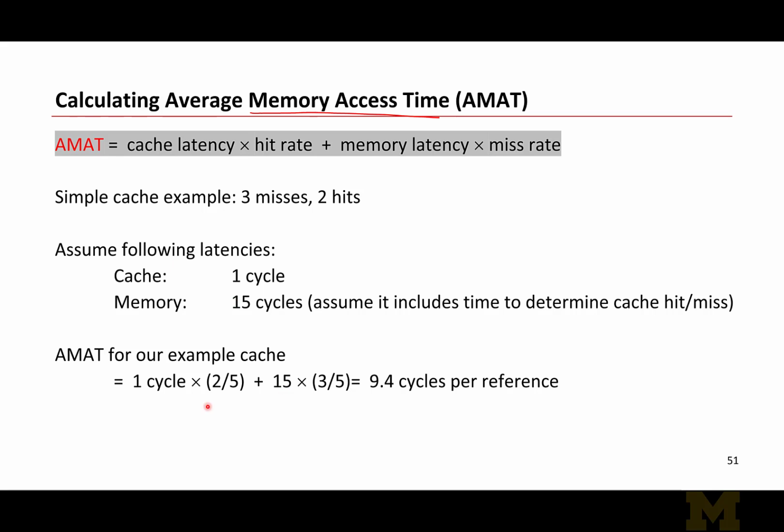So I plug all these numbers in, I get 1 cycle for the cache latency. The cache hit rate for our example is 2 hits divided by 5 total accesses, and then I have to sum it up with 3 out of 5 times I have to go to the main memory, and that takes me 15 cycles, including the time it takes to check the cache hit or miss. And so I add them all up and I get 9.4 cycles per reference.